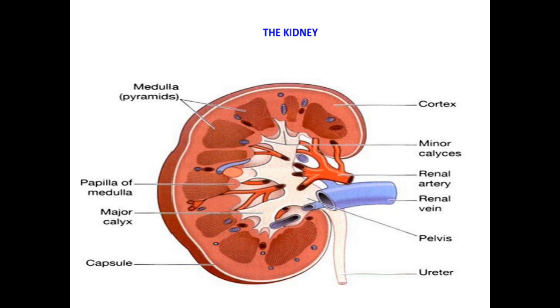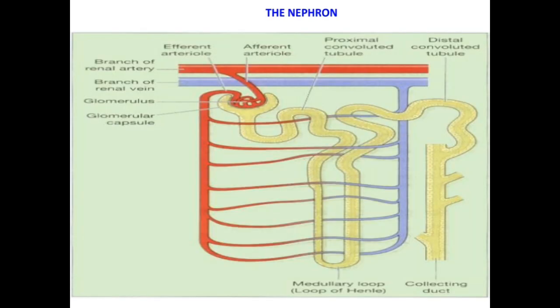So this is the structure and the labels of the kidney. So this is a cross section of the kidney. Here we have got the functional unit of the kidney, which is called a nephron. A nephron itself has got some parts also which you need to know by heart towards your GNC.